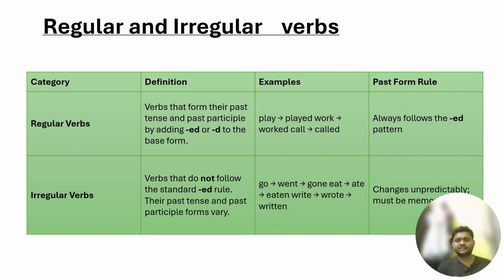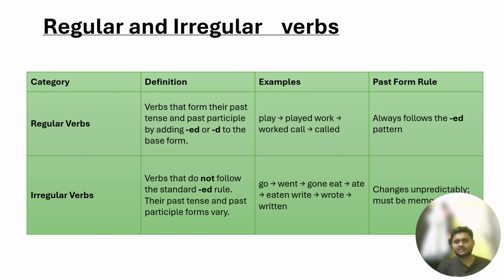Before understanding tense, we must know all the forms of verb. There are basically three forms of verb. First is V1 or the base form. Second is V2 or the past form. And third is V3, which is also called past participle. So verbs are generally of two types, regular verbs and irregular verbs.